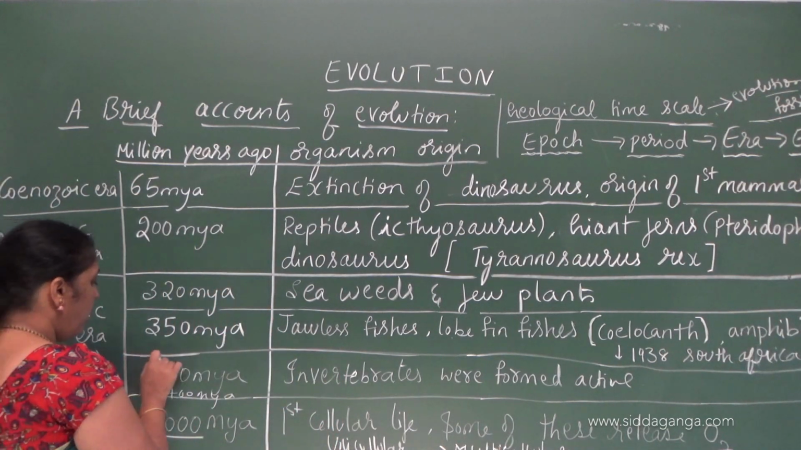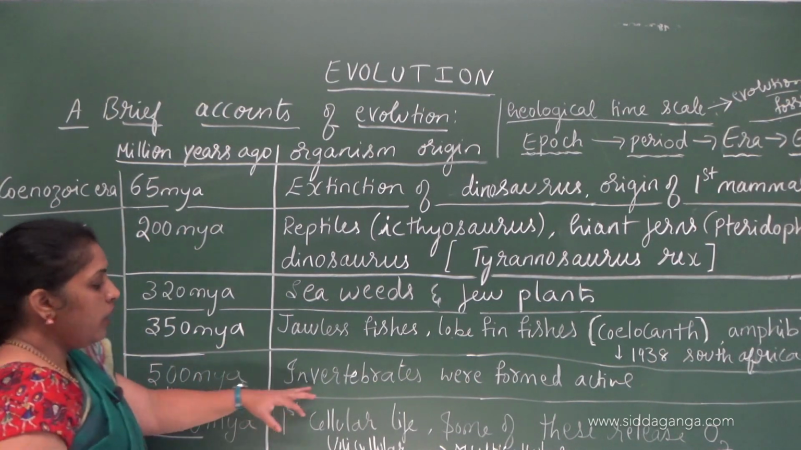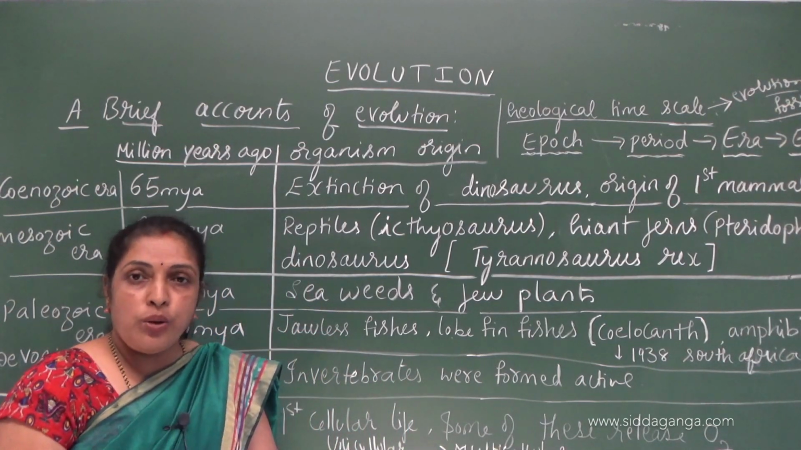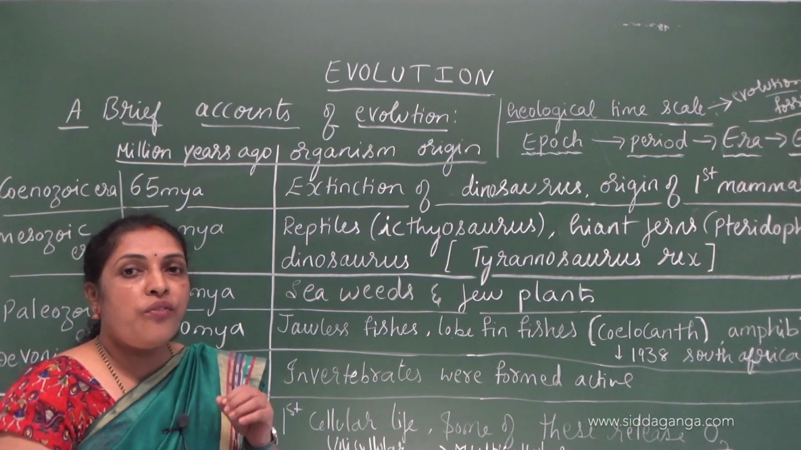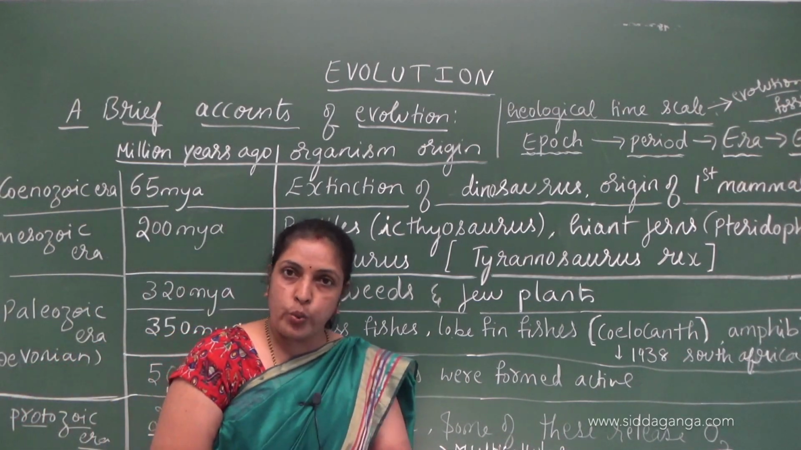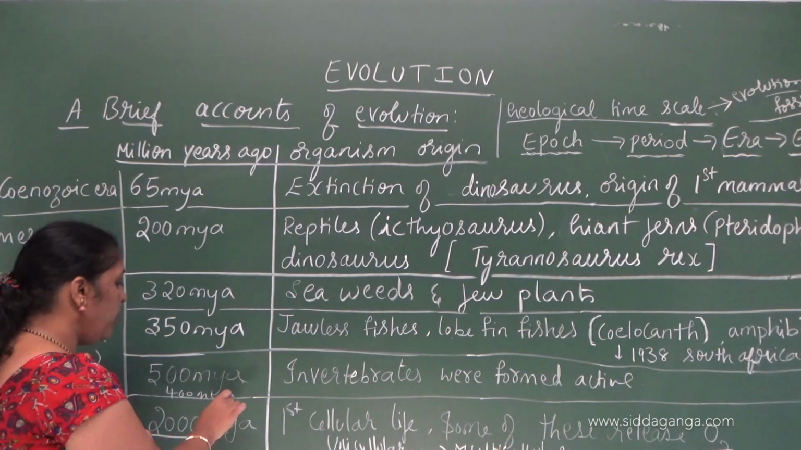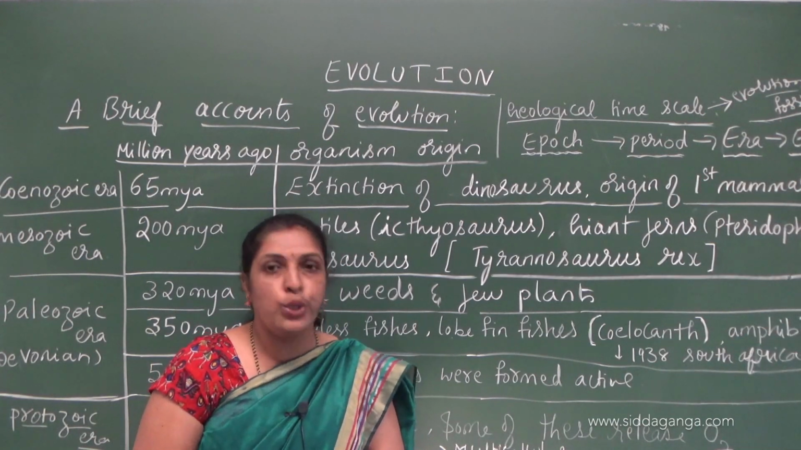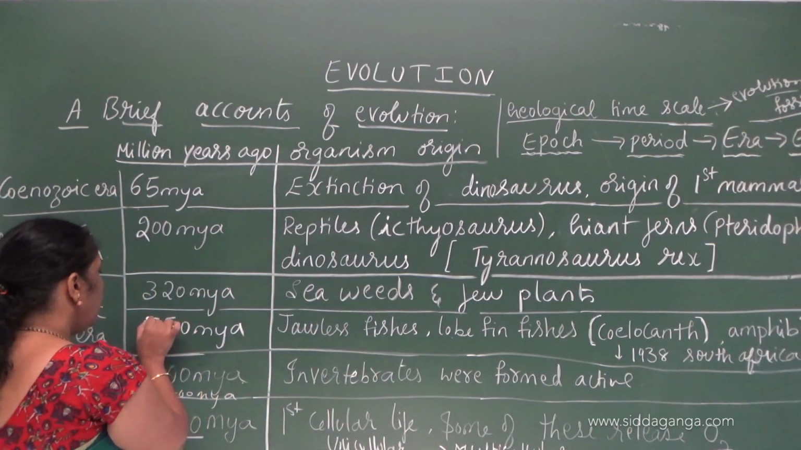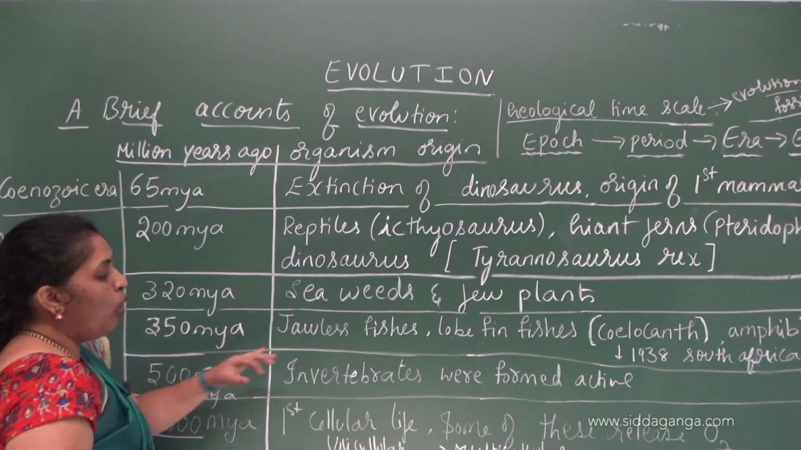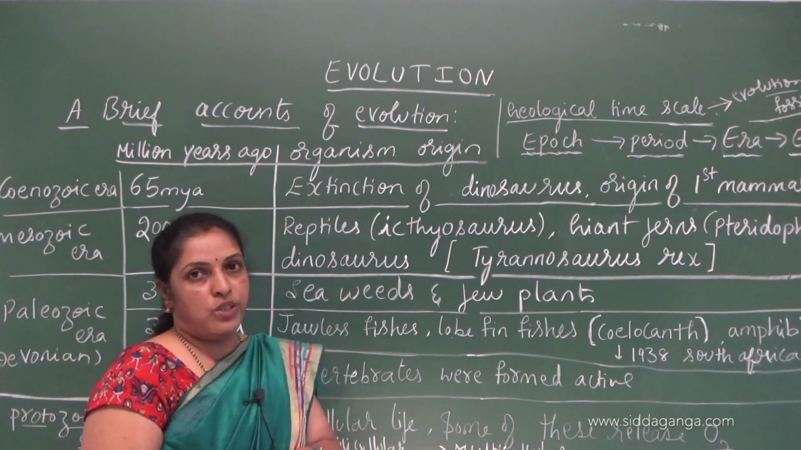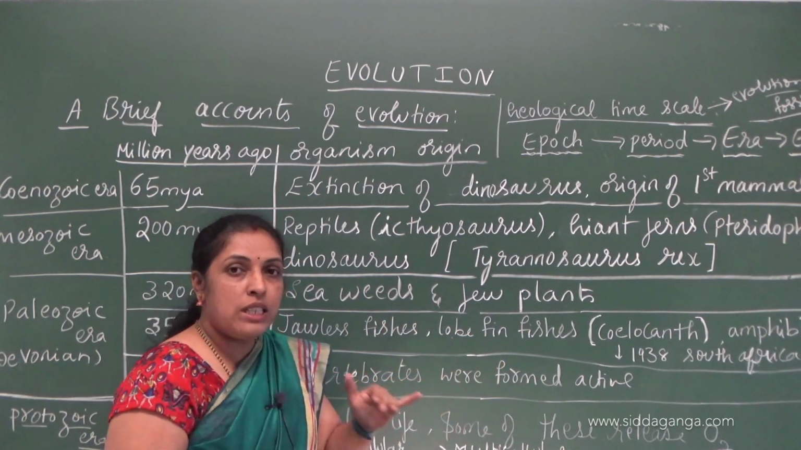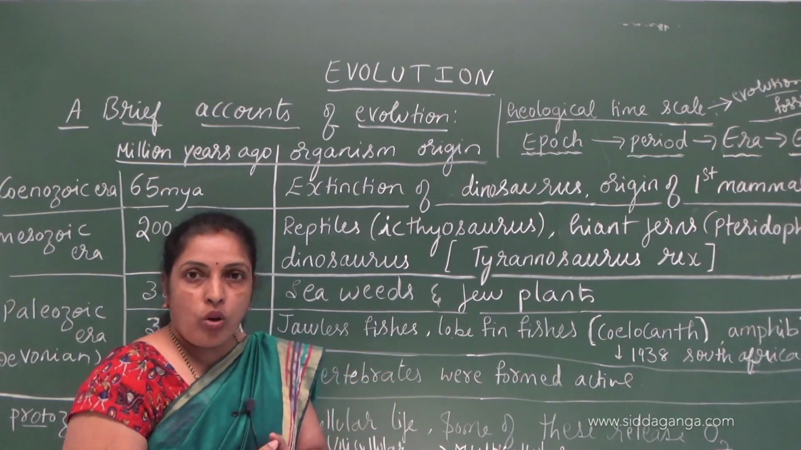And nearly 500 million years ago, invertebrates were formed and active, and between 400 to 600 million years ago, the first land organisms like plants were formed. And nearly 400 million years ago, arthropods were formed and they were active. And nearly 350 million years ago, jawless fishes were formed. They have a snout with strong fins, they move to land and go back to water.